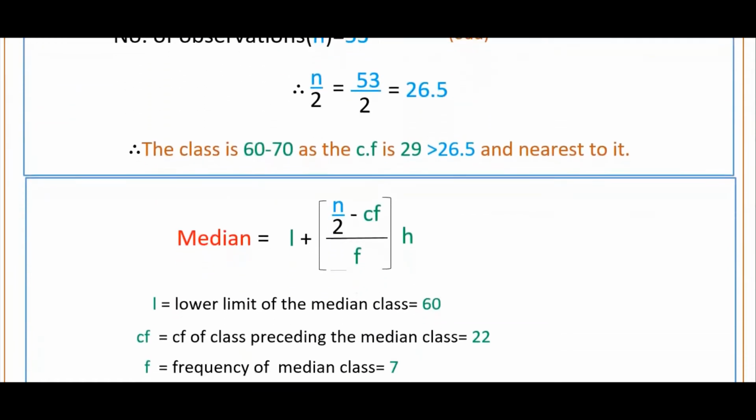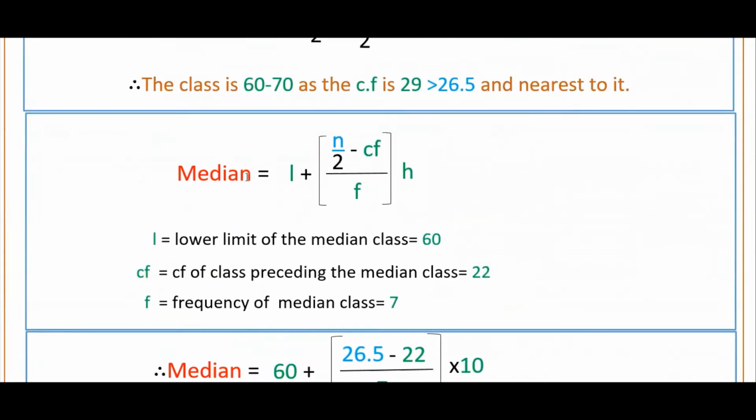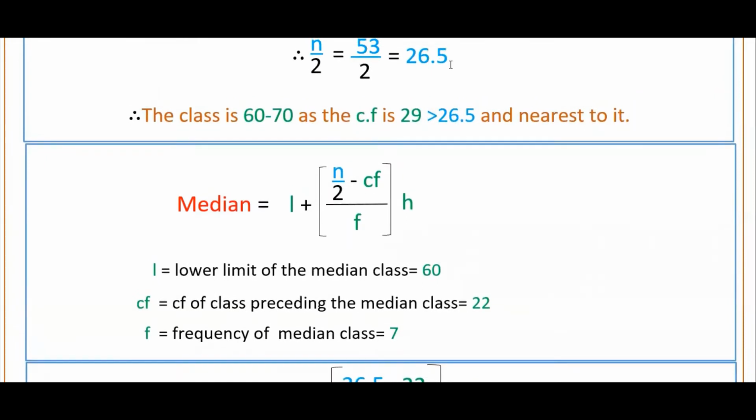And now I am going to tell the formula. This is the median formula: L plus n by 2 minus CF by f, into h. So here L is the lower limit of the median class. So here the median class is 60 to 70. So the lower limit is 60. So you have to take L as 60, and n by 2, we just calculated this, n by 2 is 26.5.